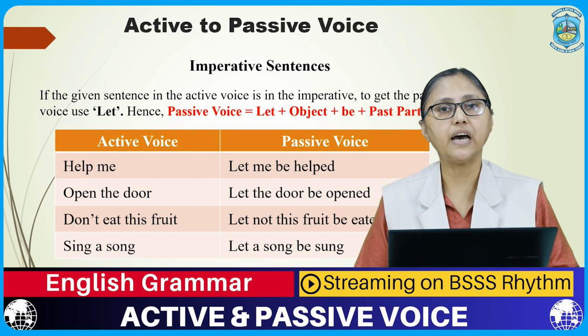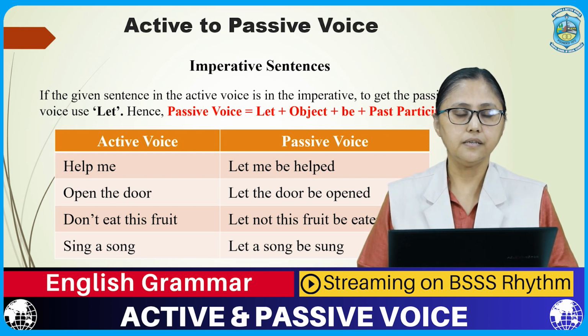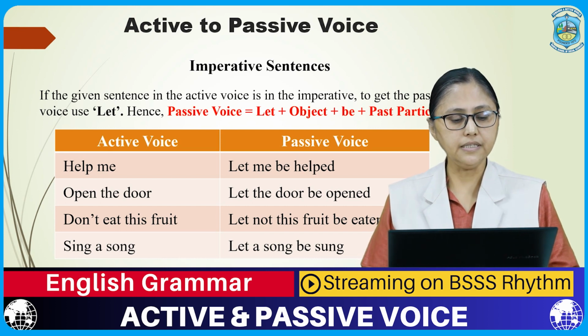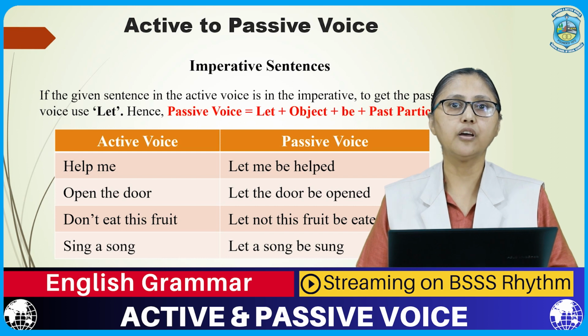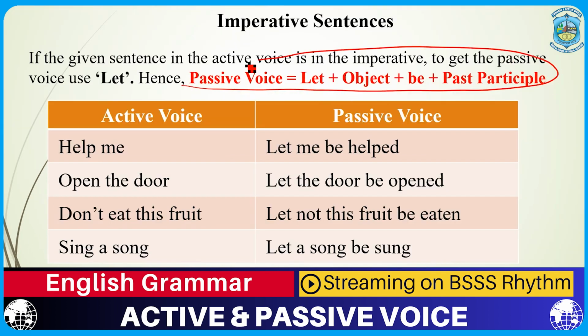Next we move to imperative sentences. They are either request or command. So, suppose we have a sentence in active voice, help me. How will we change it into passive voice? We will apply this formula: let plus object plus be plus past participle. So, help me will become in passive voice as let me be helped.